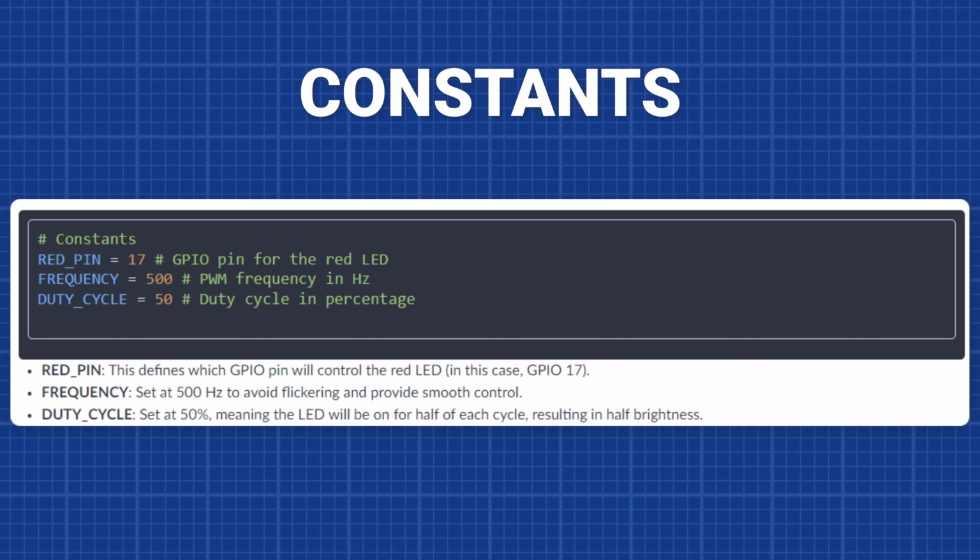Here's what each constant represents. RED_PIN represents GPIO 17, which is the pin controlling the red LED. FREQUENCY is set to 500 Hz, meaning the LED will pulse 500 times per second. DUTY_CYCLE is 50%, meaning the LED will be on for half of each cycle, controlling the brightness.